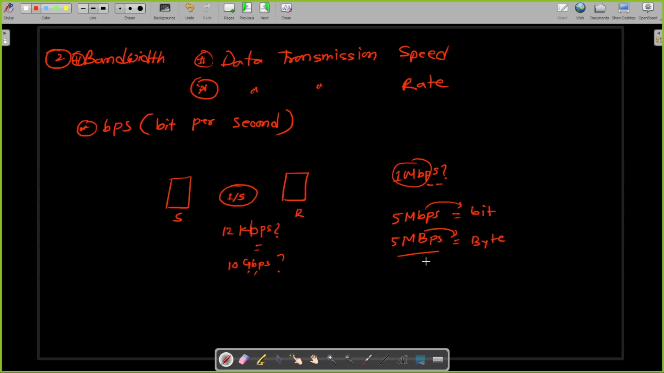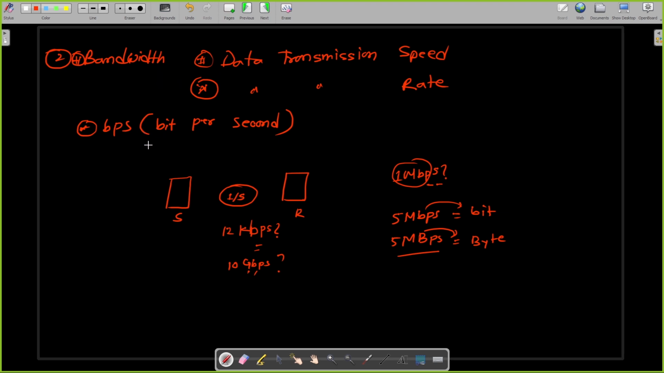Now, the data transmission speed is how much data you can transfer from one device to another device each second. It is called the data transmission speed, or you can call this the data transmission rate, and also the bandwidth.